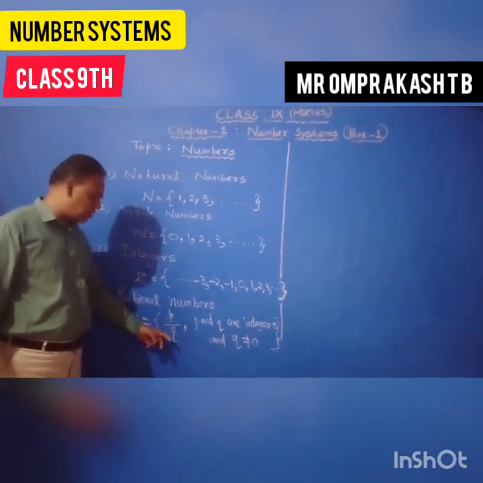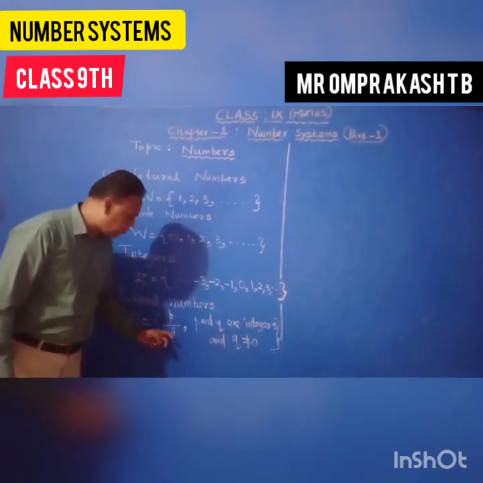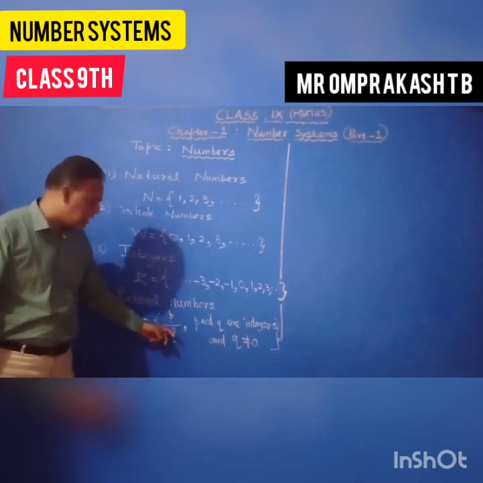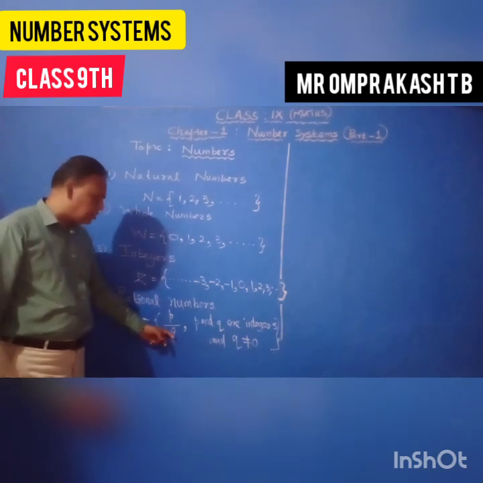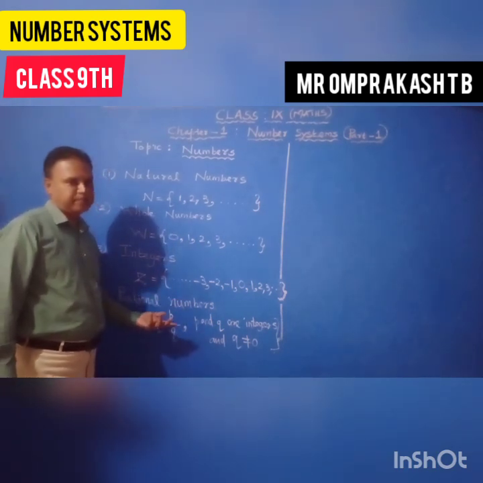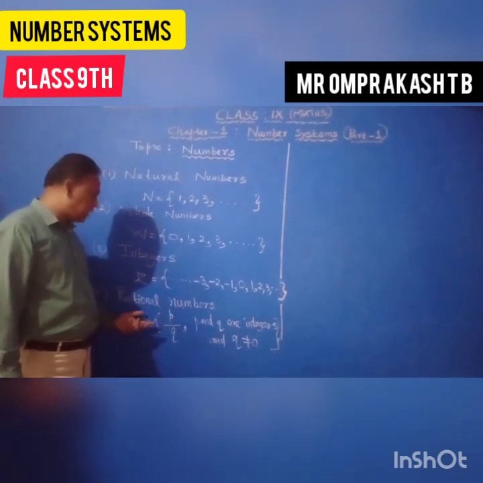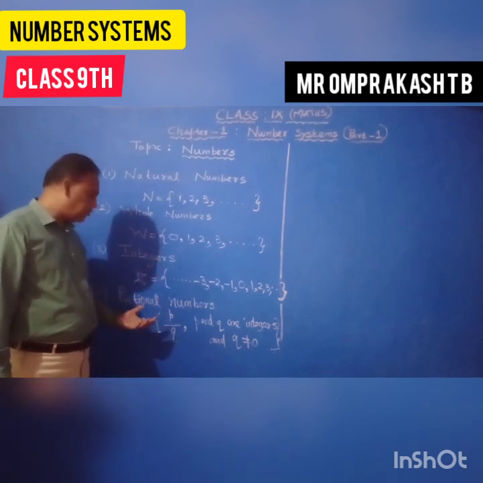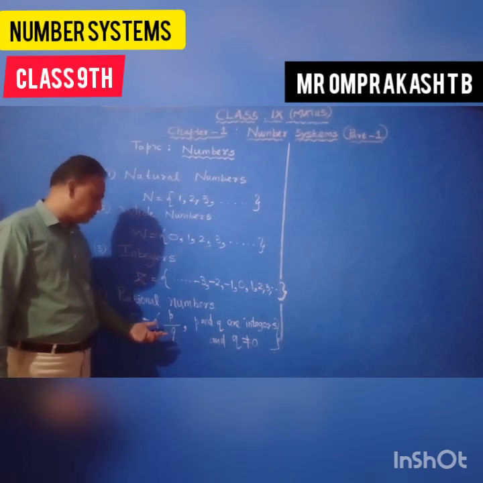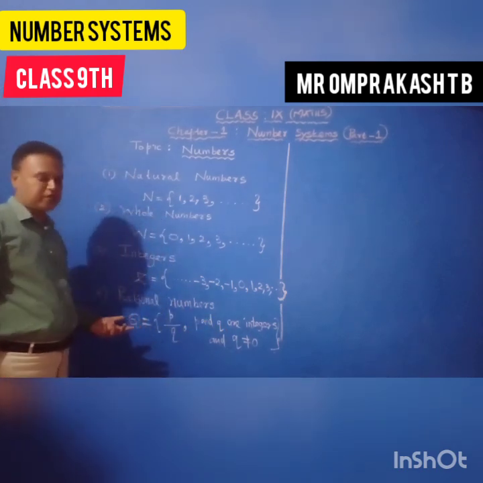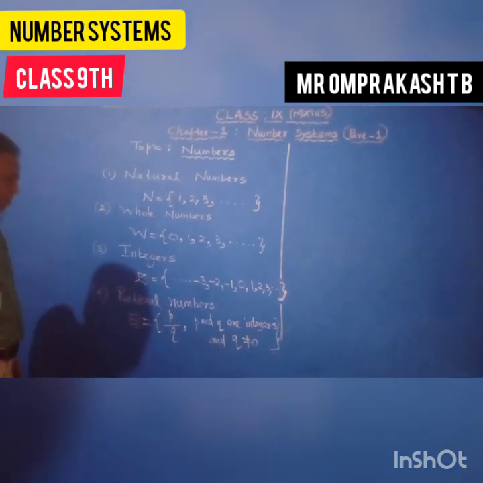Division by 0 is not defined. So Q is in the denominator, it is division, so that is not equal to 0. If Q is 0, then it is not defined. Clear? So set means what? Collection of defined objects. That's why Q is always taken not equal to 0 in rational numbers.